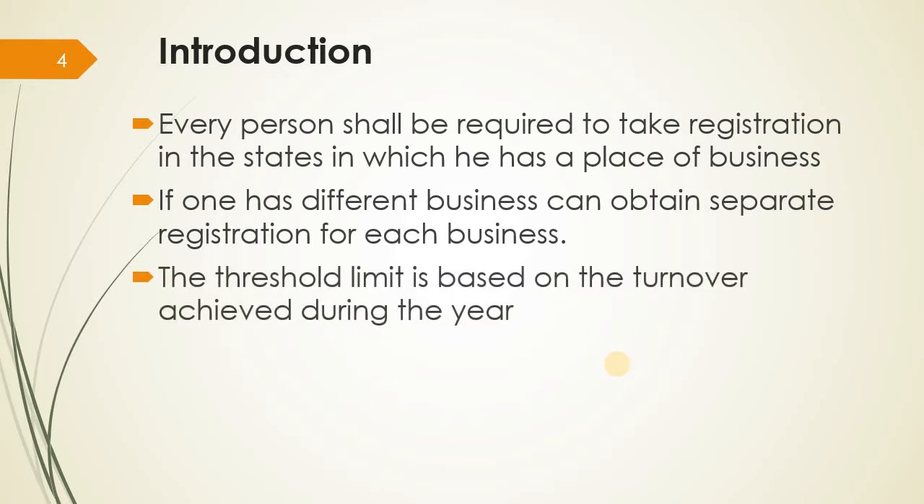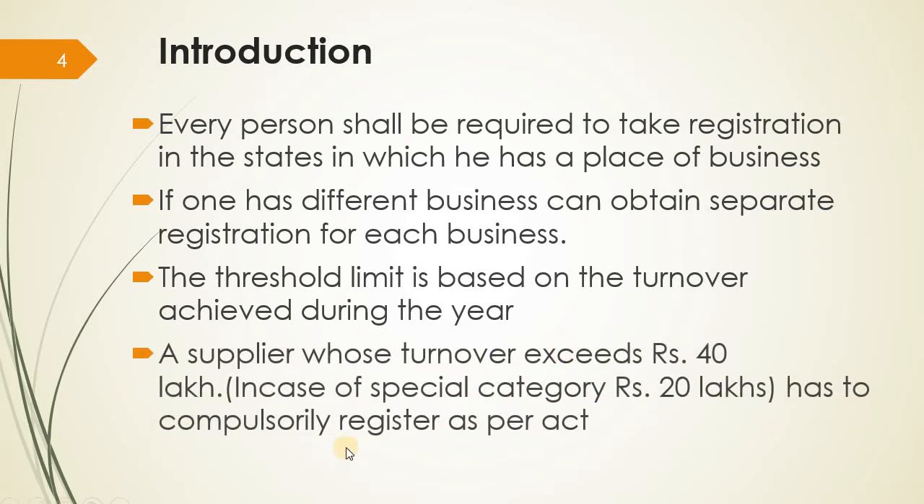The threshold limit is based on the turnover achieved during the year. So there is a threshold limit for compulsory registration. If the threshold limit is crossed, then you mandatorily have to get the registration. So that is compulsory. Here is the threshold limit: a supplier whose turnover exceeds rupees 40 lakhs, in case of special category states it is 20 lakhs. So for all other states it is 40 lakhs. If turnover exceeds 40 lakhs in a year, then you have to compulsorily get registration as per the GST Act.